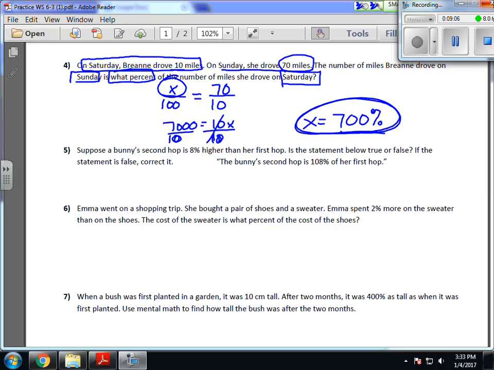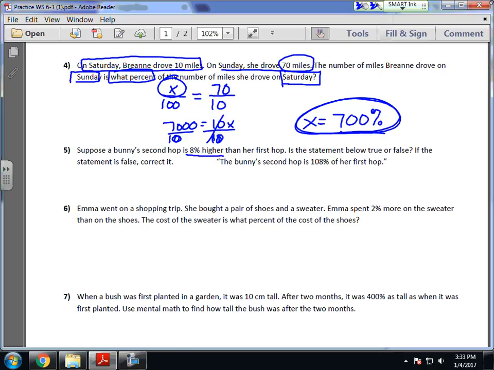All right, let's try number 5. It says, suppose a bunny's second hop is 8% higher than her first hop. Is the statement below true or false? The bunny's second hop is 108% of her first hop. Is that true or false? If it's 8% higher than what she did on her first hop, which was 100%, is it true that she's 108%? Yes, that's true.